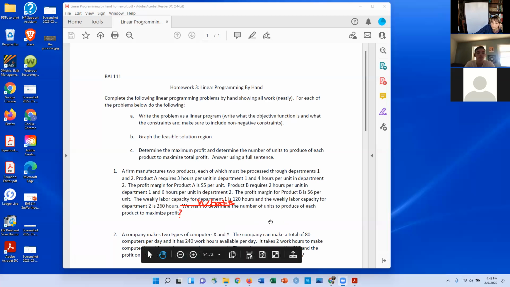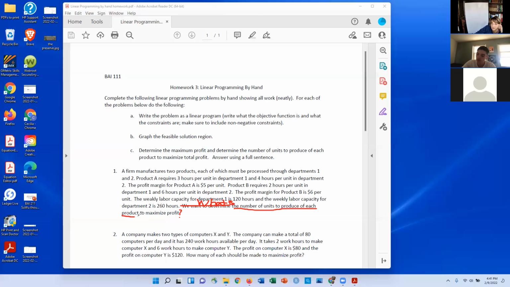Right here at the very end, I changed it to a question: what is the number of units to produce of each product to maximize profit? So right there, it's telling you what to start with. You said you wanted to know how to start the problem. So that's how you start. You find what your goal is, and this tells you the number of units to produce of each product. That's the way to find your path through this forest so you don't get lost.